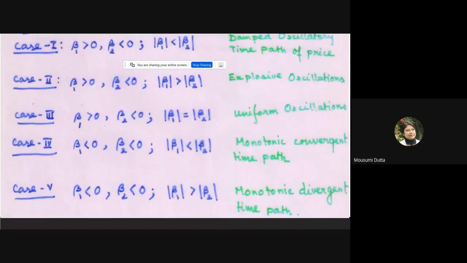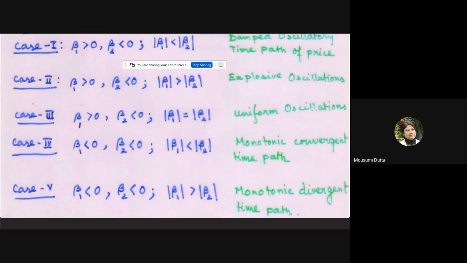Okay, so all these cases we need to cover. Case 1, beta 1 greater than 0, beta 2 less than 0. That means supply is positively sloped, demand is negatively sloped. The usual case, beta 1 is the slope of the supply curve. So supply curve is positively sloped, demand curve is negatively sloped, and mod beta 1 less than mod beta 2, or mod beta 1 by beta 2 less than 1. So we will get damped oscillatory time path of price.